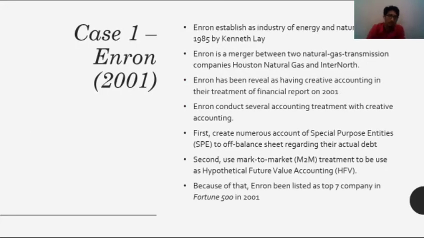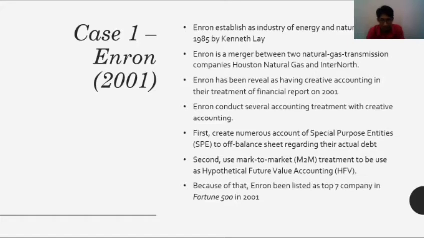So let's begin on the first case. Case one, which is Enron 2001. I would like to explain their background first. Enron was established as an energy and natural gas industry company in 1985 by Kenneth Lay. Enron is a merger between two natural gas transmission companies named Houston Natural Gas and Internorth. Enron was revealed as having used creative accounting in the treatment of its financial report in 2001.